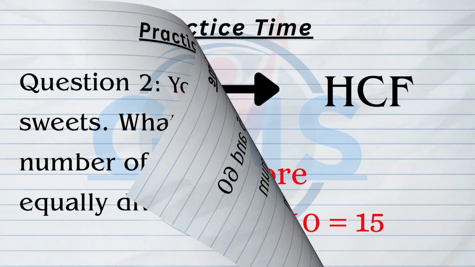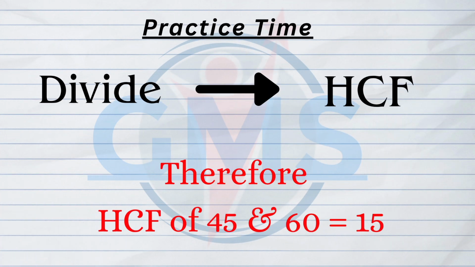Now pause the video and try this one, whether you have to use HCF or LCM in this. You must have noticed that "divide" was written in the question. So divide means what? HCF. You have to take out the HCF of this. HCF of 45 and 60 is 15.